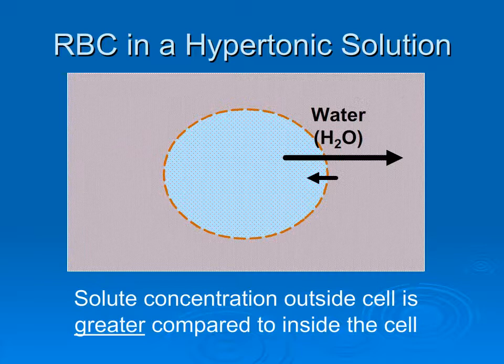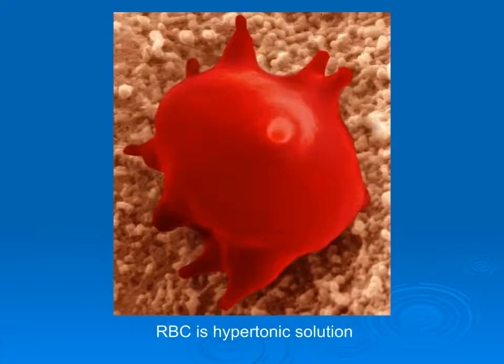Here's a good way to remember it. Water always moves to the area of greater solute concentration. So the red blood cell in a hypertonic solution would lose water and crenate or shrivel.